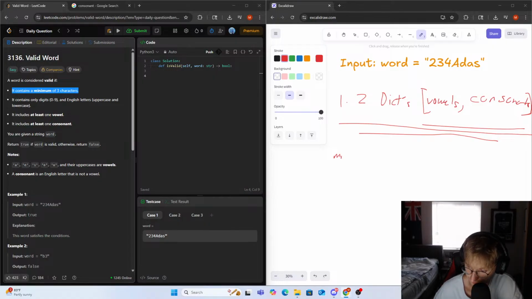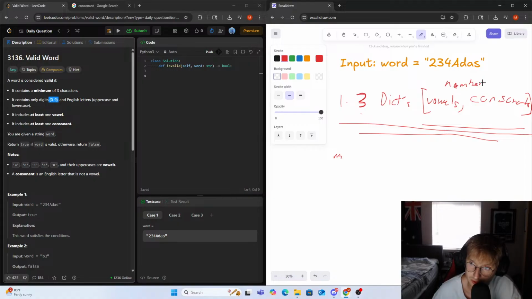Okay. So I think that'll take care of our minimum. It contains only digits and English letters. So we'd obviously need a dictionary as well. I think we'll need 3 dictionaries then. 3 dictionaries being vowels, consonants, and numbers.